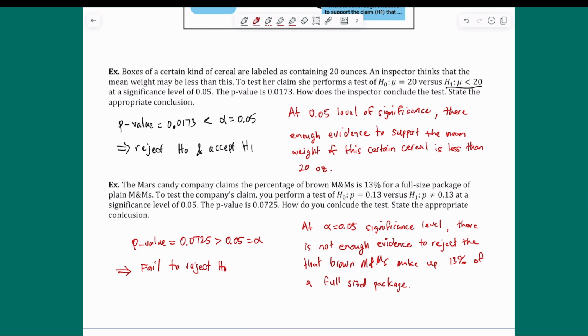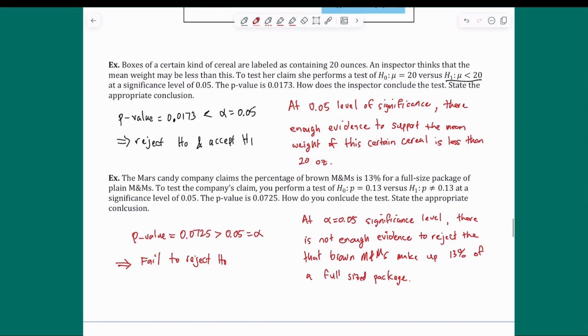All right, so that's how you conclude it. You compare the p-value with the significance level, and based on that comparison, you either reject or do not reject the null hypothesis, and you need to conclude it. And I like to explain it in a way that maybe someone at the bus stop will understand. All right.